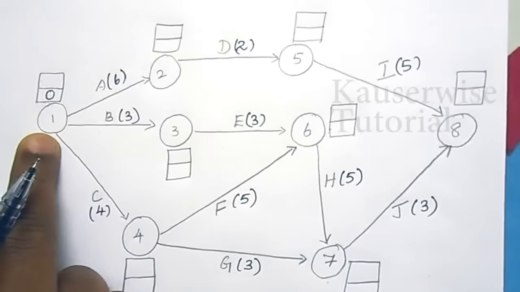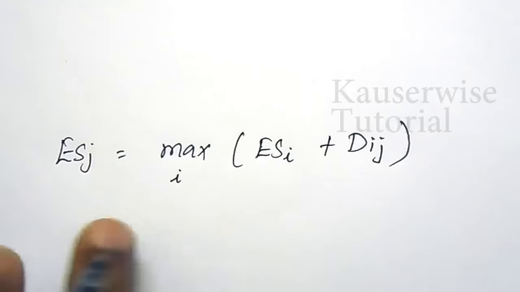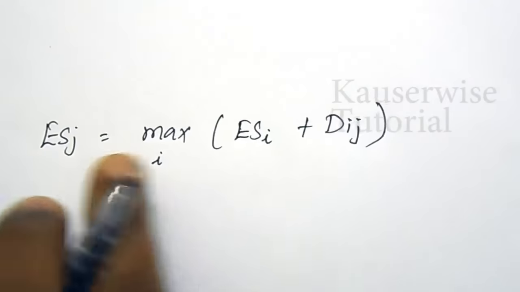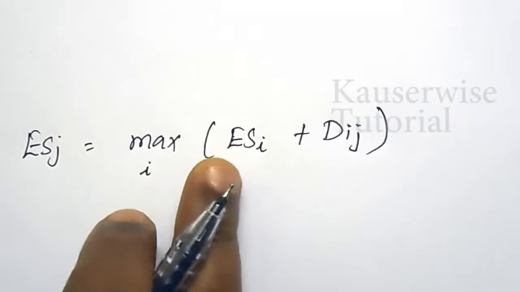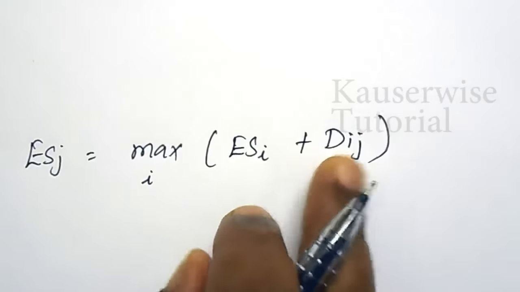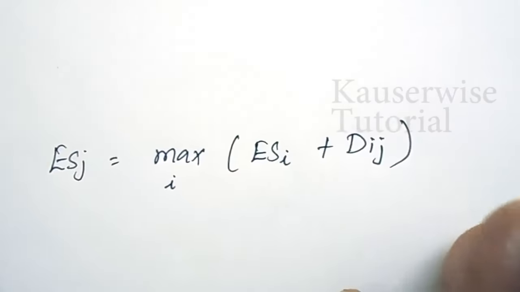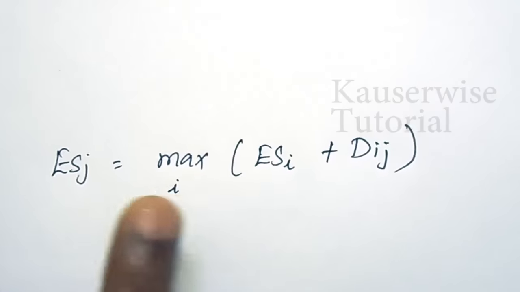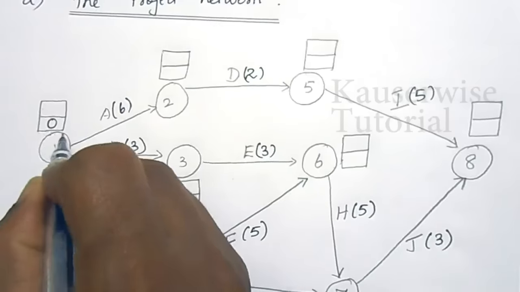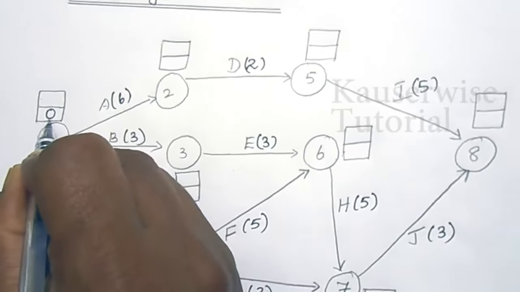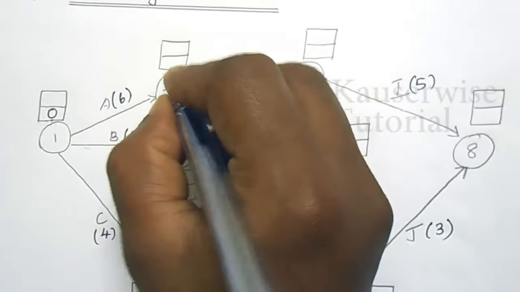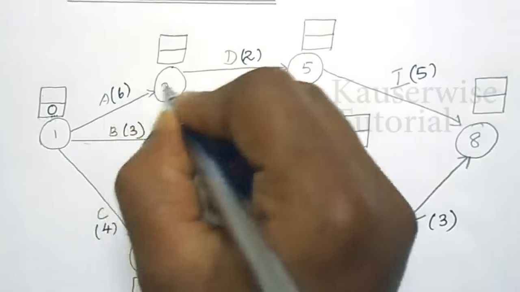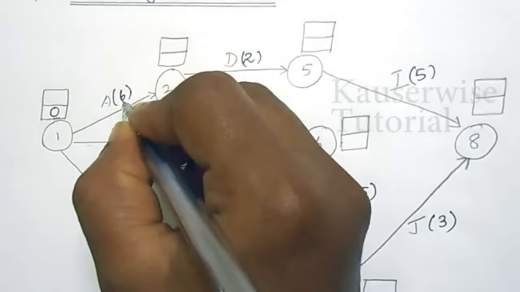Let me explain the formula to calculate earliest start time for other nodes. So this is the formula. Earliest start time is equal to the maximum of earliest start time of ith node plus duration for the particular activity. When we have two options to move on from one node to another node, we have to take the maximum value. Let me explain this formula along with the problem. For the first node, earliest start time is 0. Now we have to find the earliest start time for node 2. The previous node starting time is 0, plus duration of this particular activity is 6. So 0 plus 6 is equal to 6.